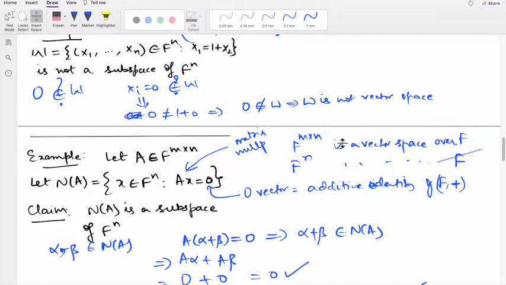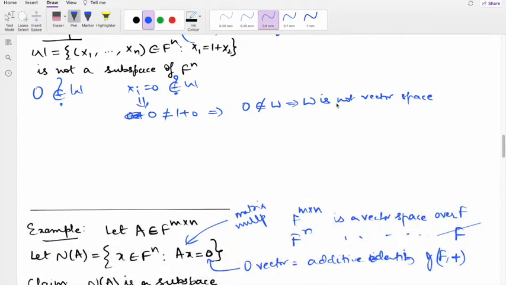The other way is using the theorem that we proved before. That is, if I take, for example, two vectors, alpha and beta, which belong to W, I need to check whether alpha plus beta belongs to W or not, right? So if alpha and beta belong to W, that means alpha 1 is 1 plus alpha 2. Similarly, beta 1 is 1 plus beta 2, right?